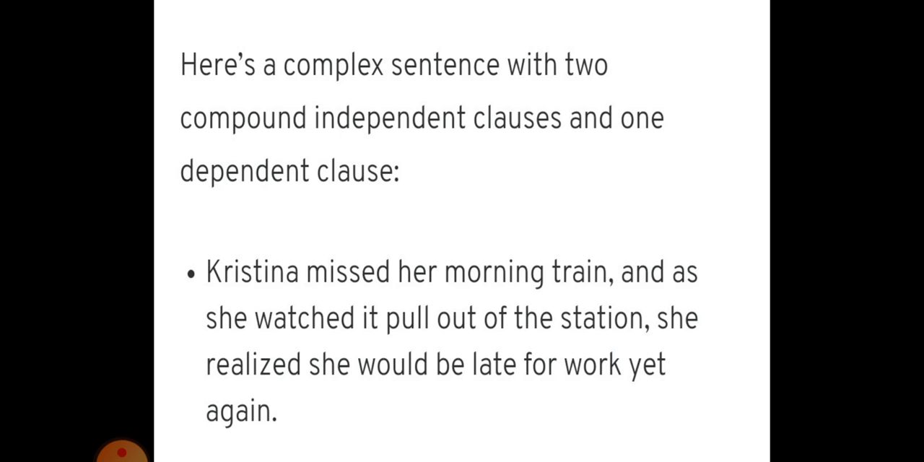So now I hope this makes you understand. Okay, you have understood all the three types of sentences: simple, compound and complex. Hope you all have understood it completely well. Thank you everybody.